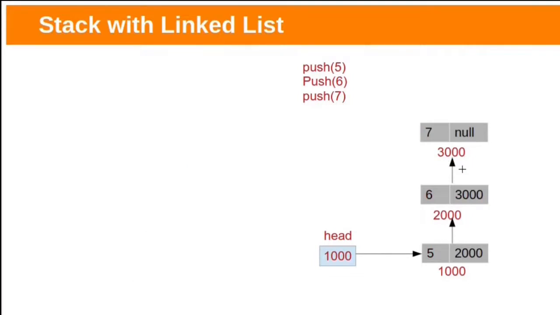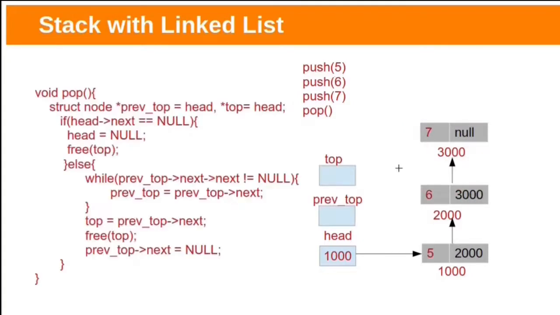Let's see the pop operation. We need to remove most recently added item from the stack. Here this is our last node. We need to remove this from the stack. If we delete this last node, we need to update the link of this last but one node to null. So here we need two pointers. One is top to hold the top node and another one is to hold previous node of the top. Let's call it as pre underscore top because we need to set the link of this previous top to null.